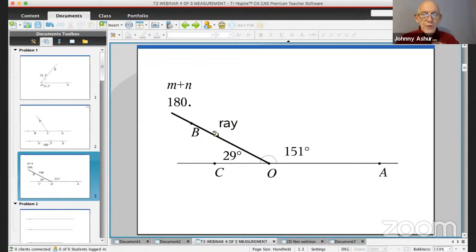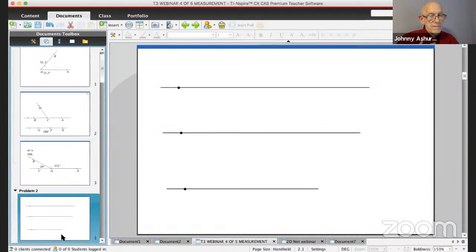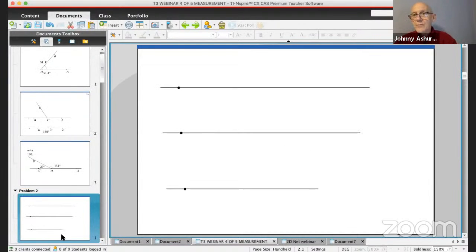So the thing that I want us to think about is if we have a line and we break it with a ray, there's two angles. And right now, I'm going to show you something that just makes no sense at all. 3 lines. And without any measurements inserted in those, I'm going to manipulate those.